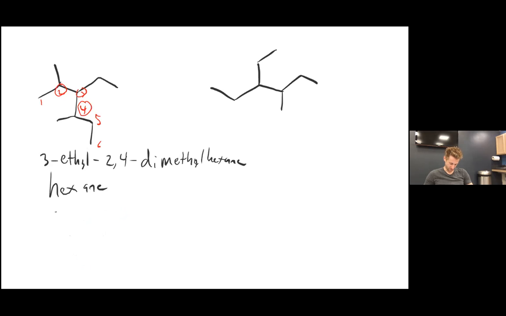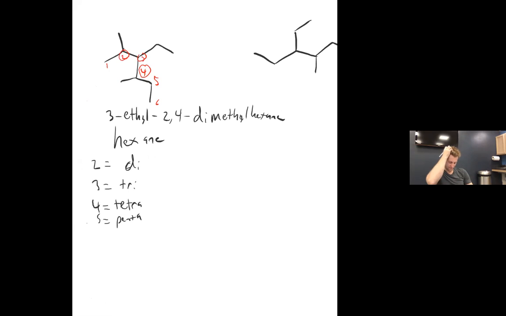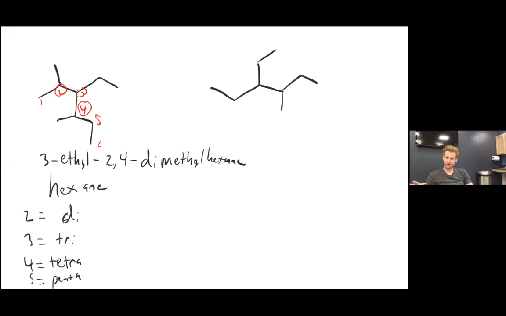So in general, if you have 2 of something, you're going to use di. If you have 3 of something, you would use tri. 4 is going to be tetra. 5 would be penta. You're probably not going to see more than 5, but after that, it's the same. It's like hexa, hepta, octa, non. So after 4, it lines up with your normal naming.